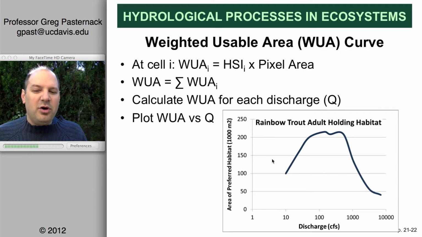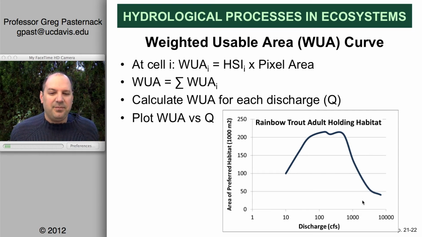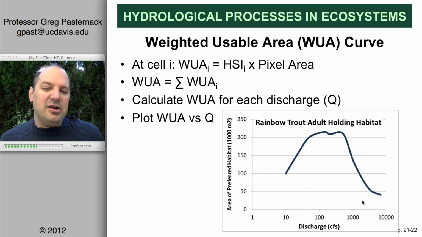Now, depending on the organism, just like any distribution function, this could be exponential shaped in either direction. It could have any shape. It just depends on the needs of the organism. So it's something that you have to go out and produce.